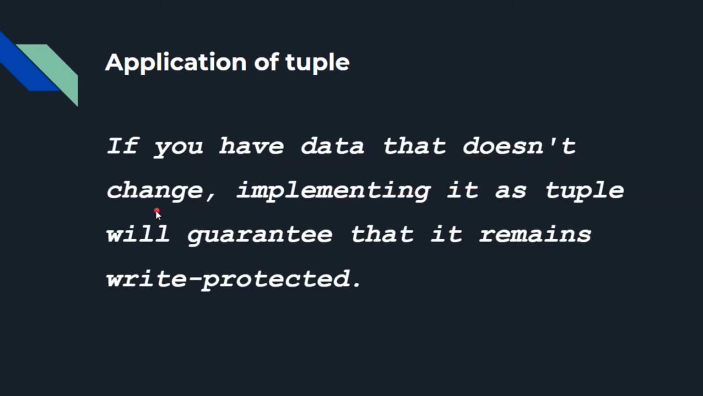have a list of books, and we don't want this list of books to be changed in our program, then we can use tuple in that case, because if we use list, then anybody can change it, or in any part of the program our list can be modified. That's why we use tuple to protect our data. So implementing it as tuple will guarantee that it remains write protected. No one can change the value.